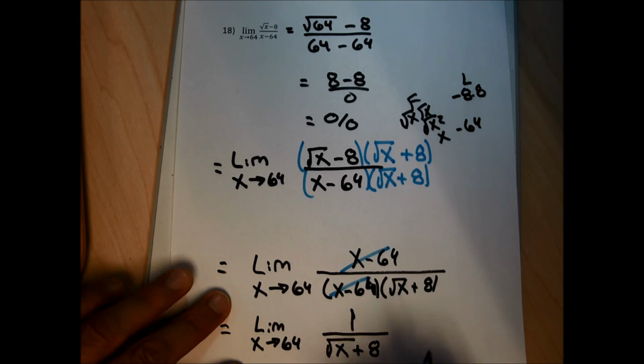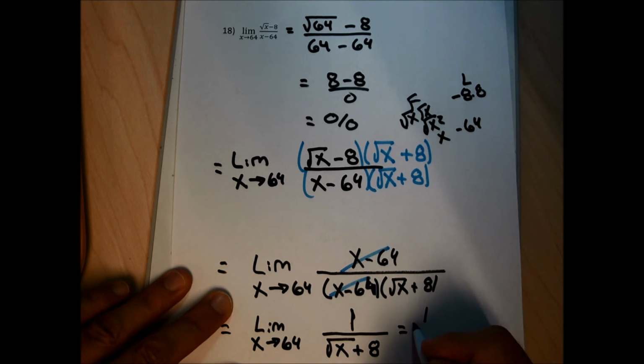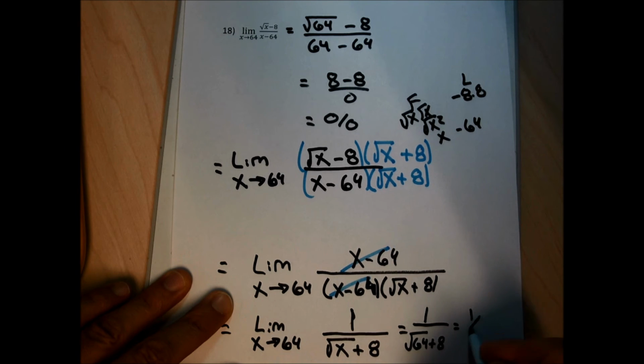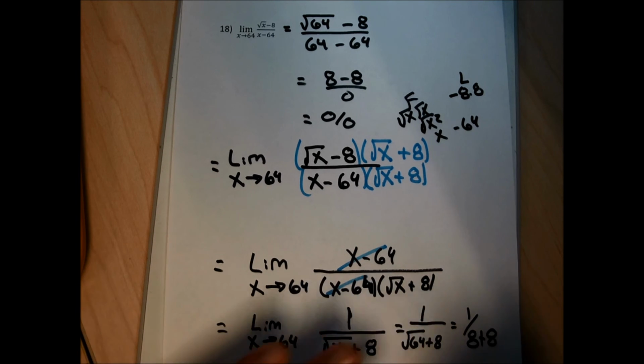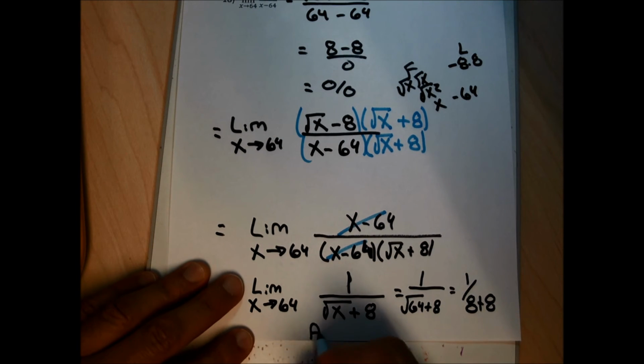I'm going to plug in 64 for x. I get 1 over the square root of 64 plus 8, which is 1 over 8 plus 8. So my answer, the limit of this, is going to be 1 over 16.